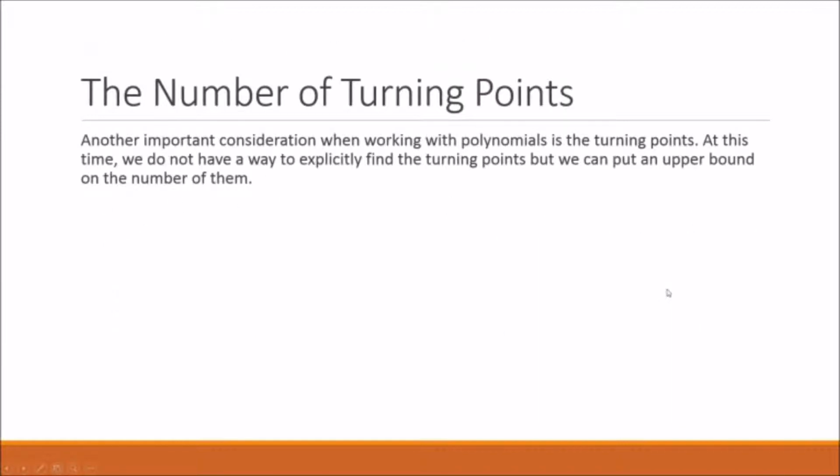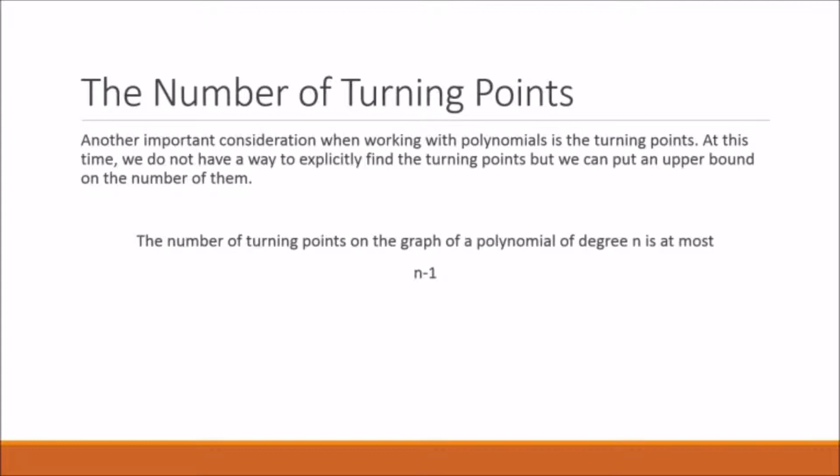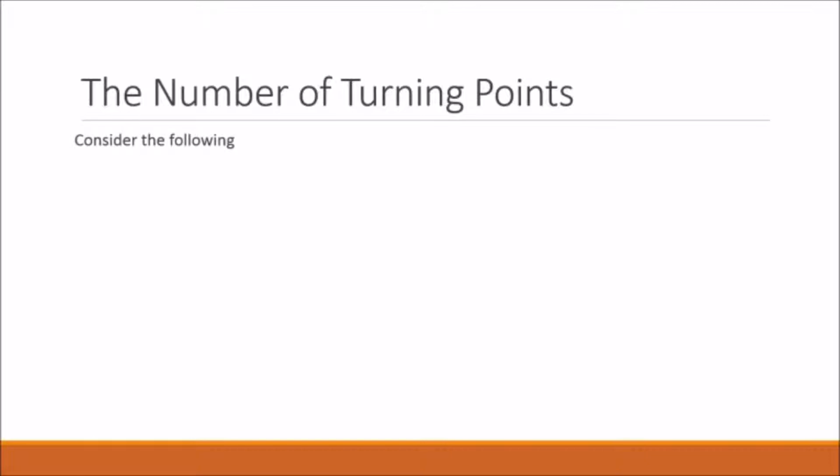Now, we also look at the number of turning points. So another important consideration when working with polynomials is the turning points. At this time, we don't really have any way to find the turning points, but we can put an upper bound on the number of them. So the number of turning points in a graph of a polynomial of degree n is at most n minus 1. So let's just think about this real quick.